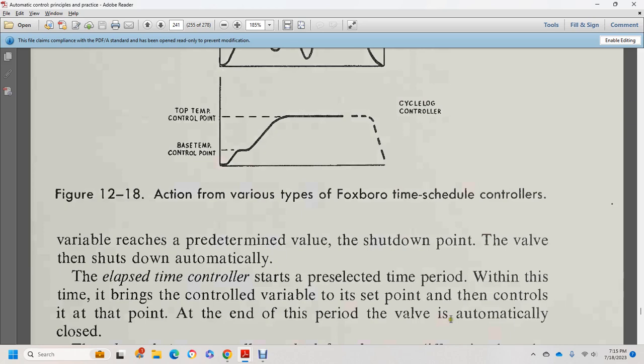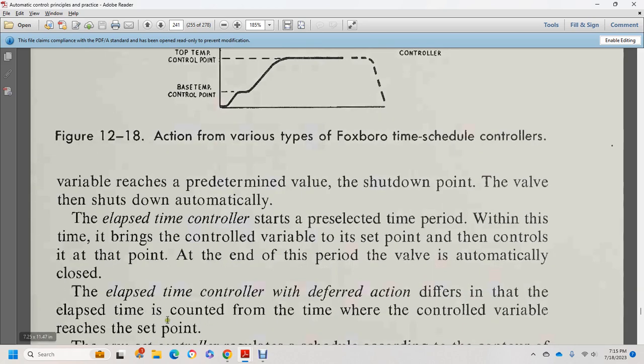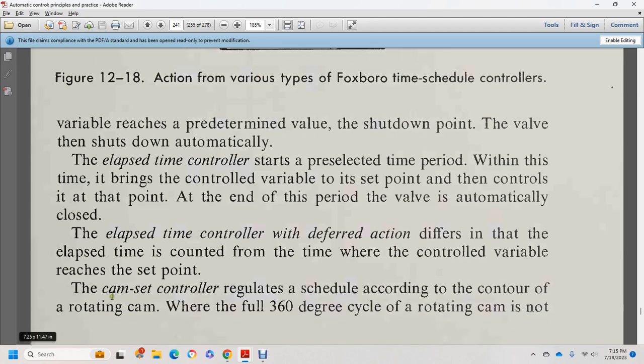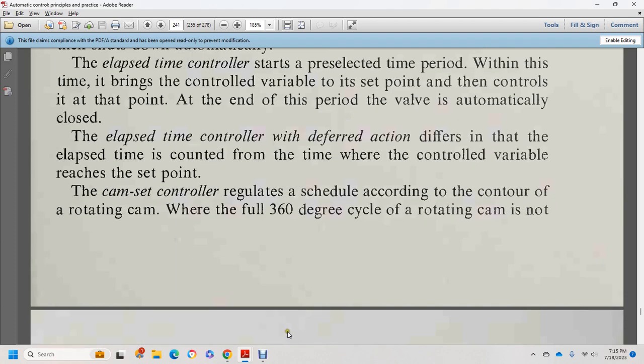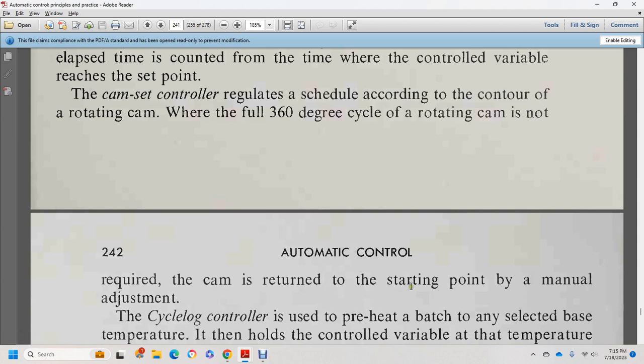At the end of the period, the valve is automatically closed. The elapsed time control with deferred action differs in that the elapsed time counts only once the control variable reaches the set point. Cam set control regulates the schedule according to the contour of the rotating cam, while the full 360 degree cycle of the rotating cam is not required. The cam returns to the starting point with the bias command and the adjustment of the cycle log.